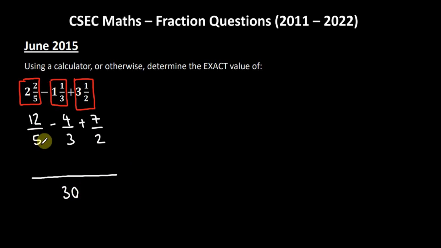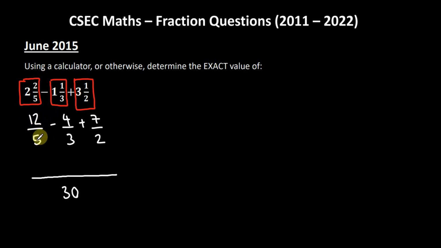Following that step, we're now going to find out how many times each denominator can go into this 30 here, which is the LCM. The amount of times that each denominator goes into 30, we'll use that value to multiply the corresponding numerator for that denominator. So let's see what I'm talking about here.